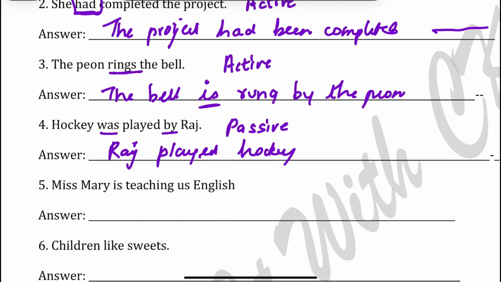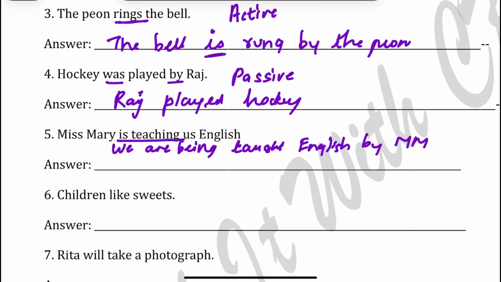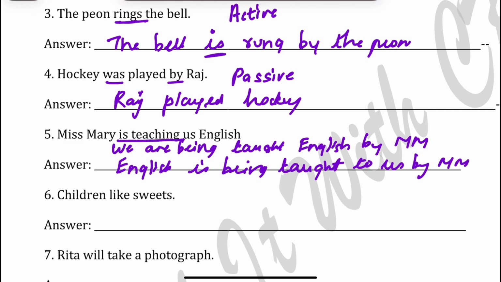Miss Mary is teaching us English. Is teaching. What is the rule for is teaching, guys? Okay, you can write the sentence in two ways. I'll give you both the ways. We are being taught English by Miss Mary. Or English is being taught to us by Miss Mary. It's a little tough, my guys. It's okay.